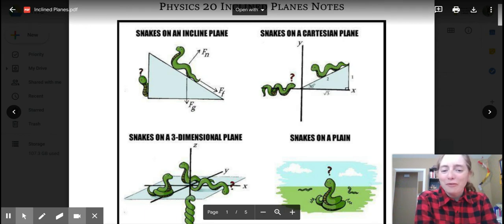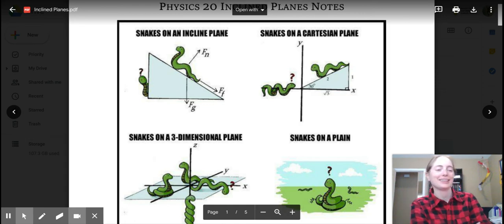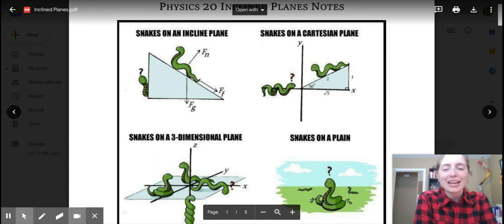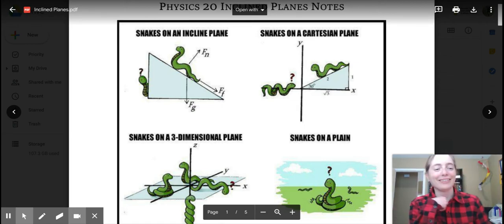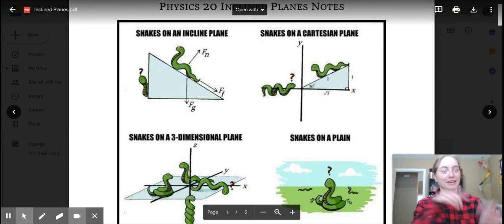So, you guys ready for the very last lesson of this unit, inclined planes? So, ladies and gentlemen, as you can see, the pun is excellent. Snakes on a plane. Yeah, very silly movie with I think Samuel L. Jackson's in it, but the pun had to happen.